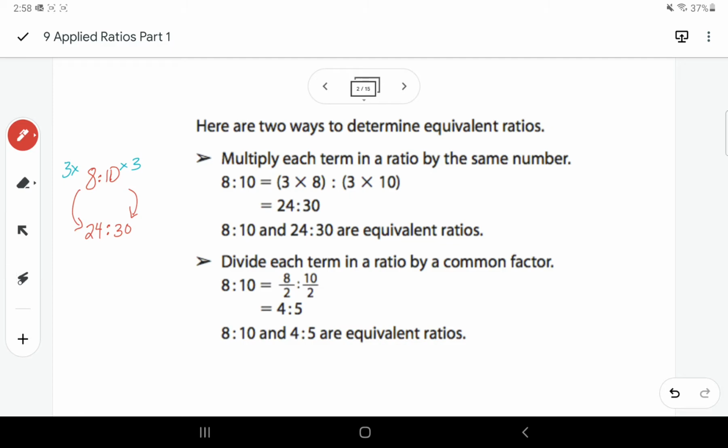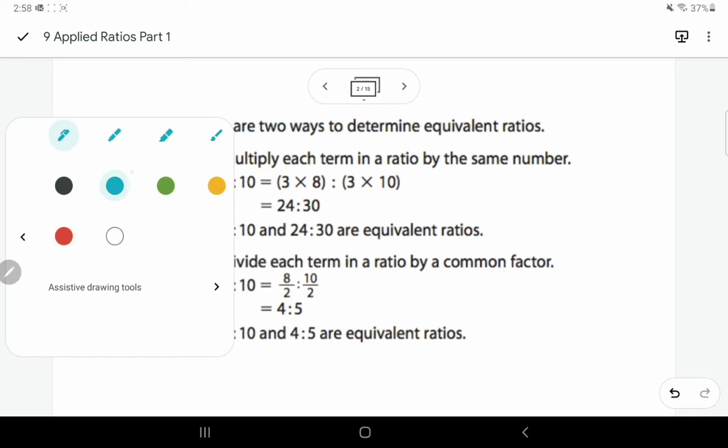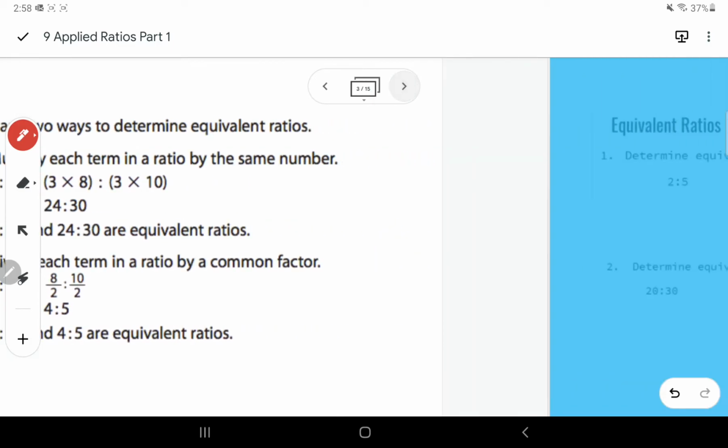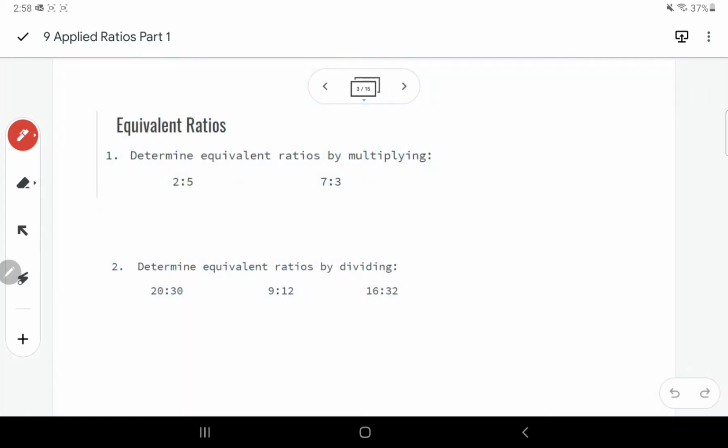We can also write ratios in fractions, because the ratio of 8 to 10 is sort of the same as the fraction 8 over 10. And then we can multiply the tops and bottoms of that by the same value and get 24 to 30 in a fraction, and those would be equal. So we're going to do an example here.